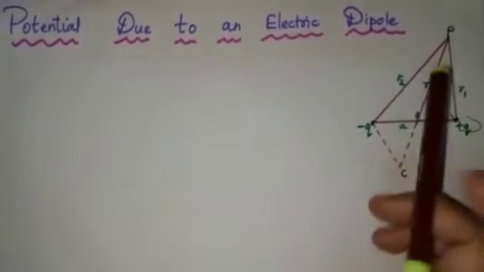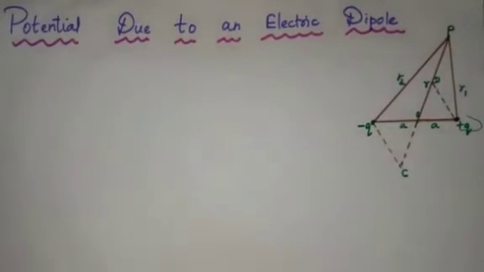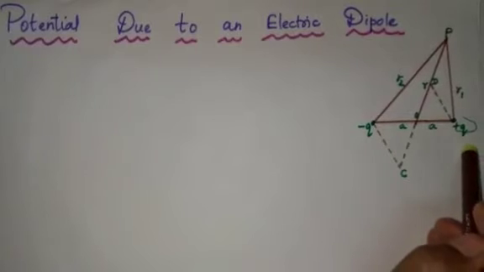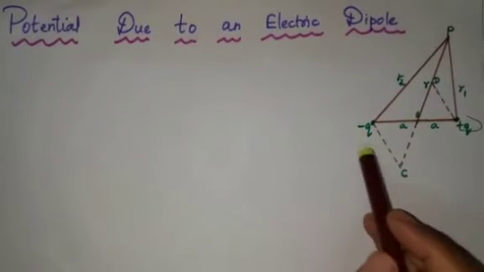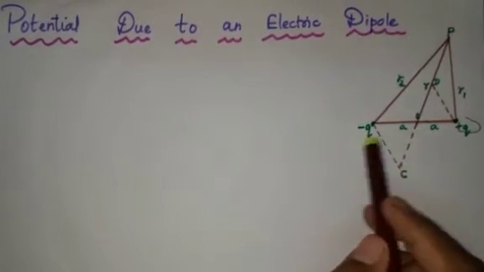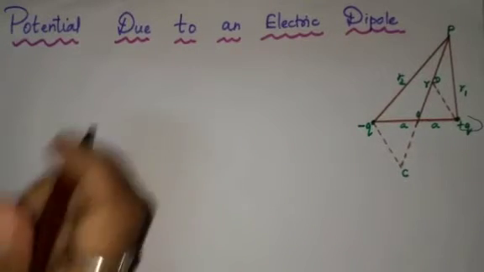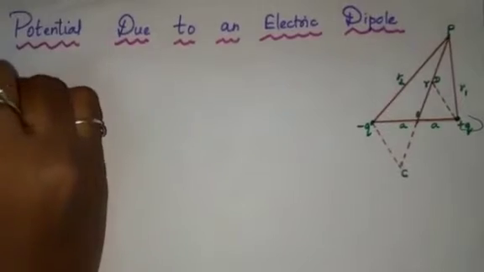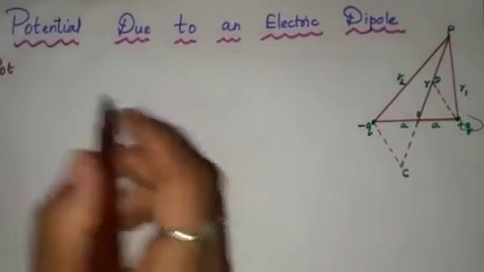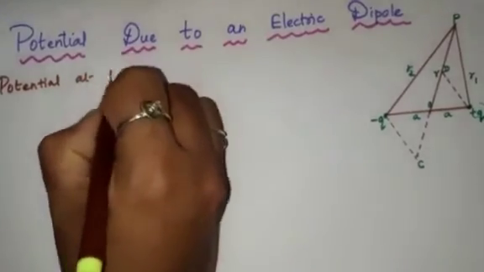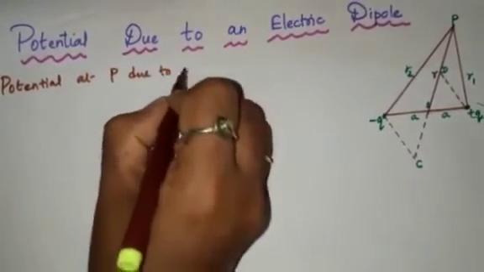The potential due to a dipole is the sum of the potential due to charges minus q and plus q. So we'll first see the potential at point P due to plus q.